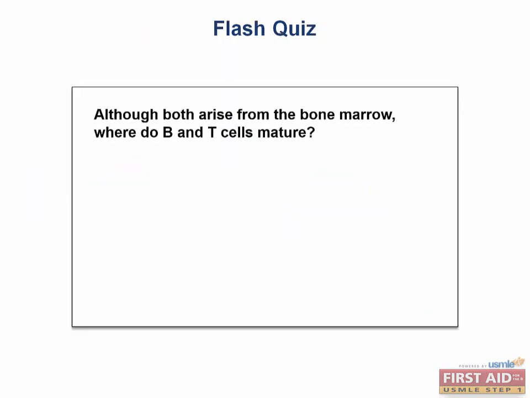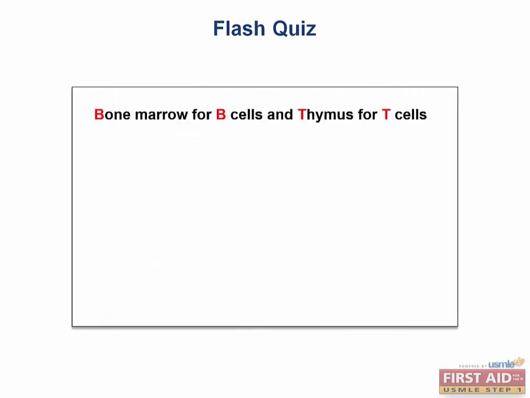Time for another flash quiz. Although both arise from the bone marrow, where do B and T cells actually mature? It's a nice little mnemonic. Bone marrow for B cells and thymus for T cells.